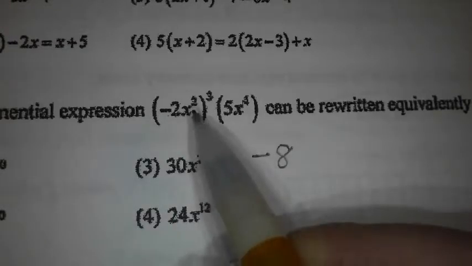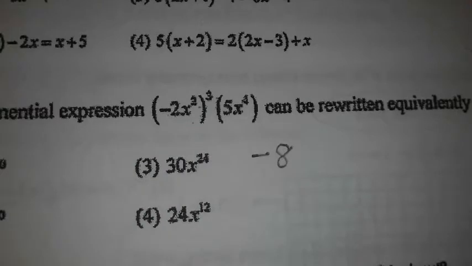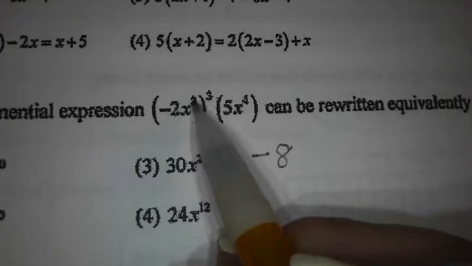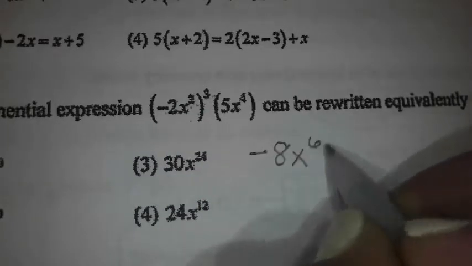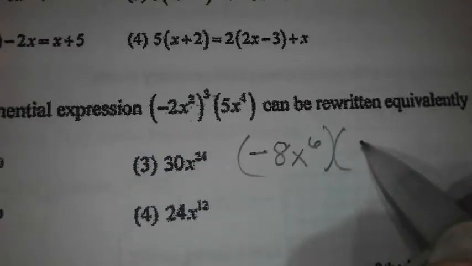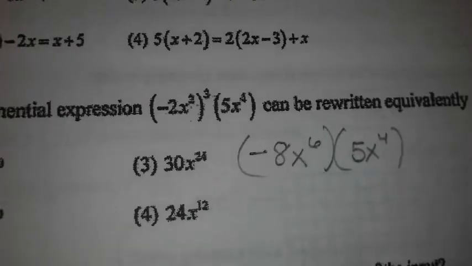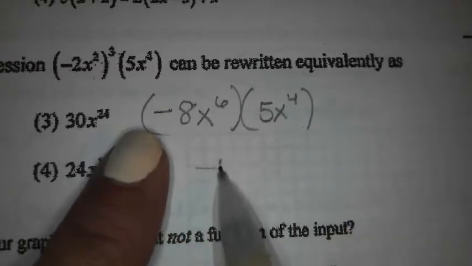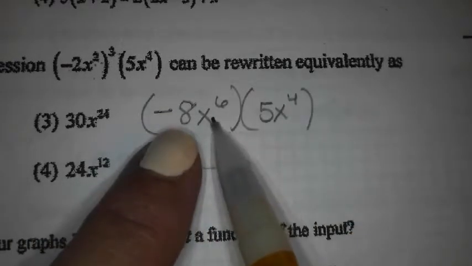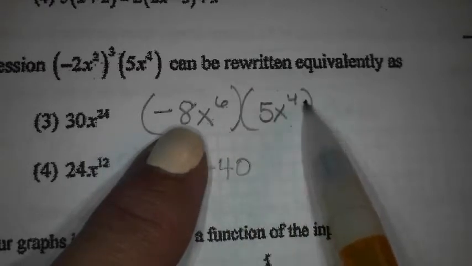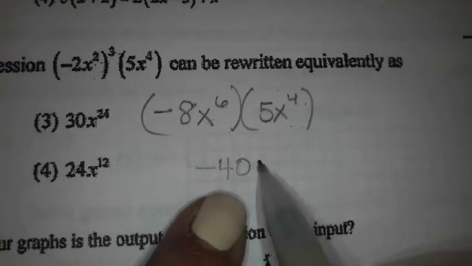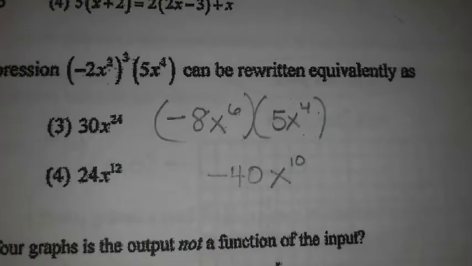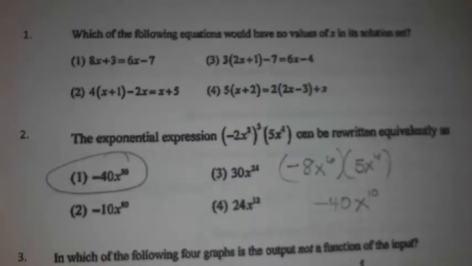8. What is x squared cubed? Power to power rule says multiply, so 2 times 3 is 6, so x to the 6. So we've gotten rid of the power to power. And then we just multiply coefficient by coefficient, negative 40. When you multiply common bases, x to the 6th, x to the 4th, you add the exponents, x to the 10th. Option 1. Okay? Finish this for homework.